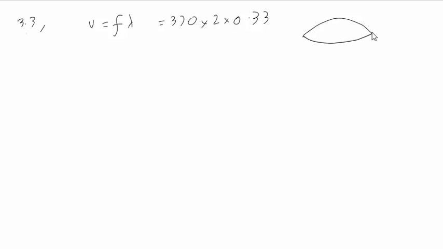In 3.3, we're to find the speed of the wave. Well, for this we use v equals f lambda, frequency times wavelength, which is 370. The wavelength is twice the length, so we've got 2 times 0.33, because basically for the fundamental frequency we have a wave like this, and the total wavelength would be 2 times that. This gives a speed of 240 meters per second.